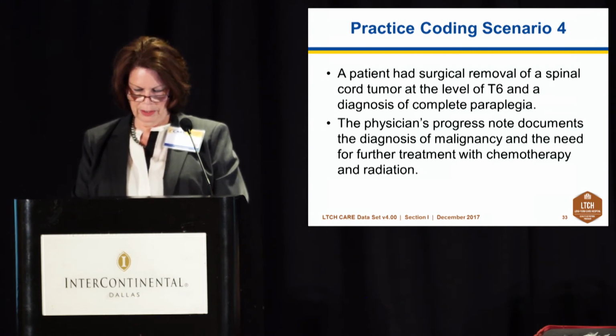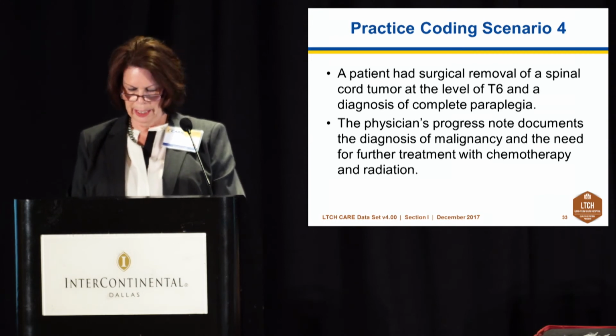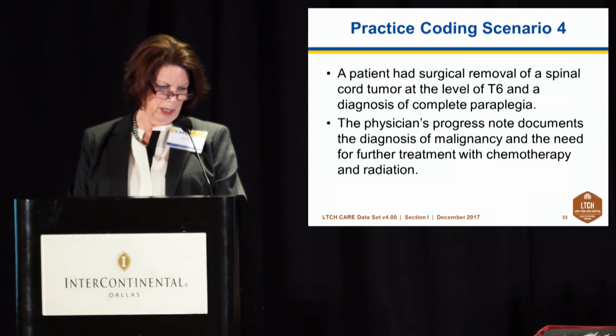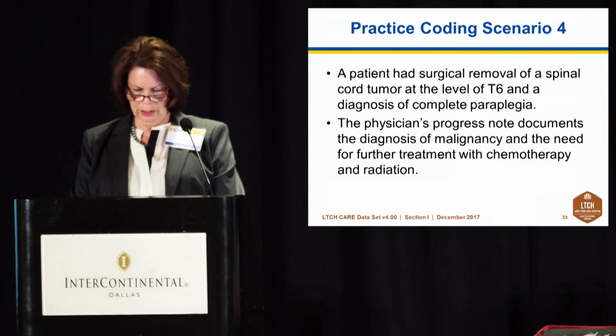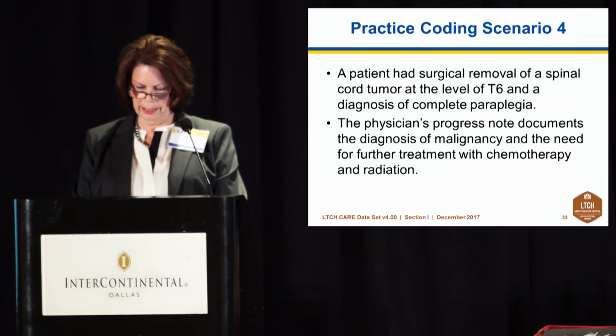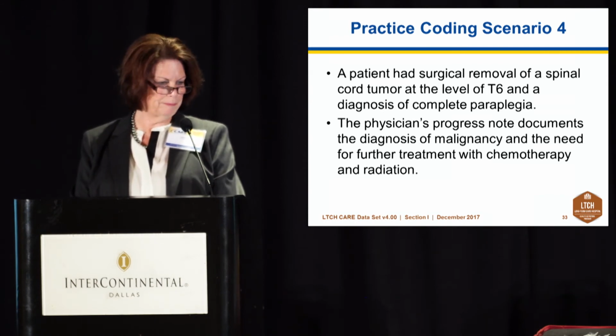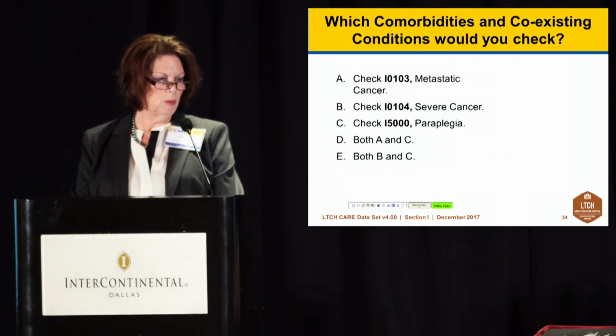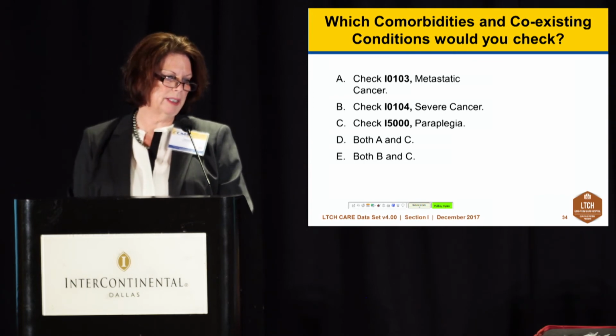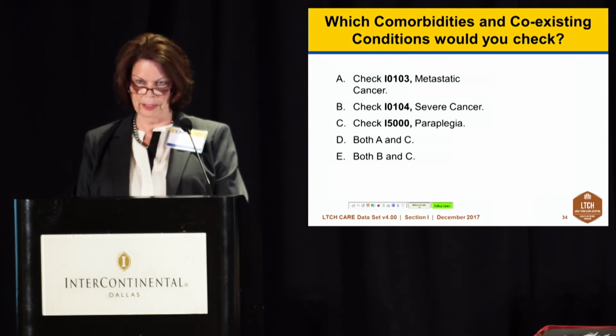The next coding scenario, we have a patient who had a surgical removal of a spinal cord tumor at the level of T6 and a diagnosis of complete paraplegia. The physician's progress note documents the diagnosis of malignancy and the need for further treatment with chemotherapy and radiation. Which comorbidities and coexisting conditions would you check in this scenario?